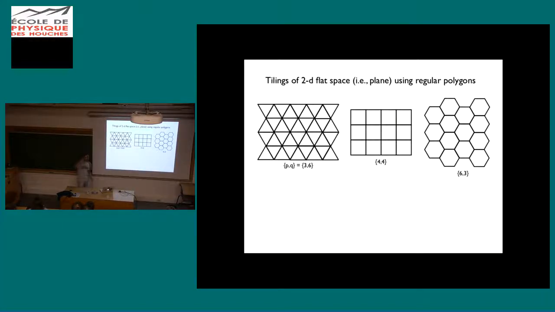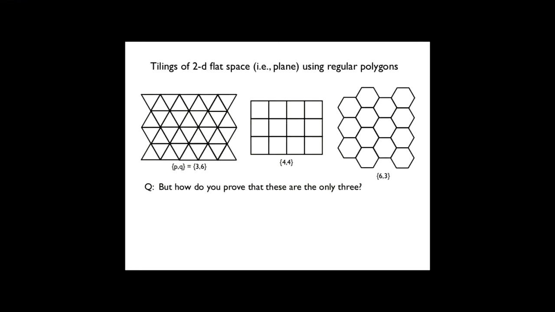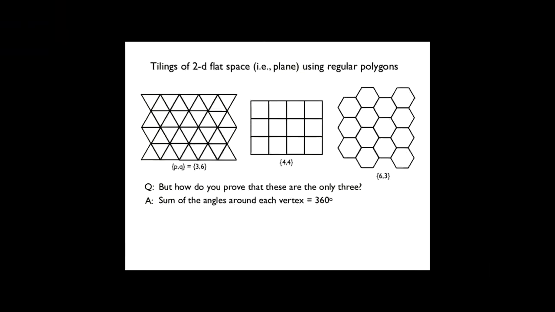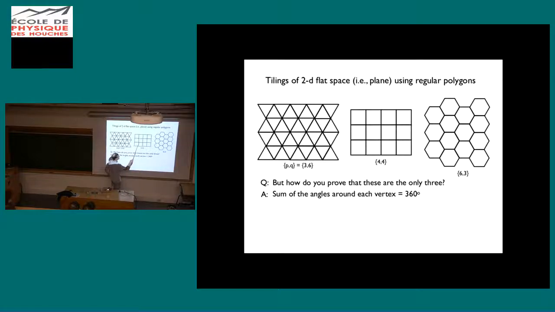Now, the people who got this answer correct, how do you prove that these are the only three? That there are three and no more than three, no less than three. Yes, what do you do? Okay, so that if you sum up the angles here, you need to get 360, which is correct, okay? So what you need is the sum of the angles around each vertex to equal 360.